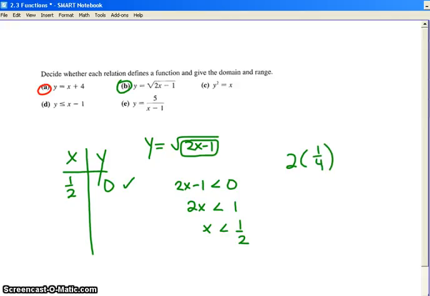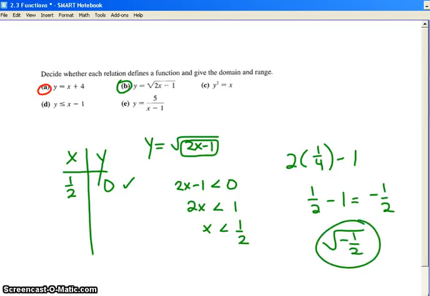1/4, for example, okay, 2 times 1/4 is 1/2. 1/2 minus 1 is negative 1/2. The square root of a negative number cannot be graphed, therefore that is not going to be in the domain. So 1/4 gives me the square root of negative 1/2. That is not going to work out in the domain.